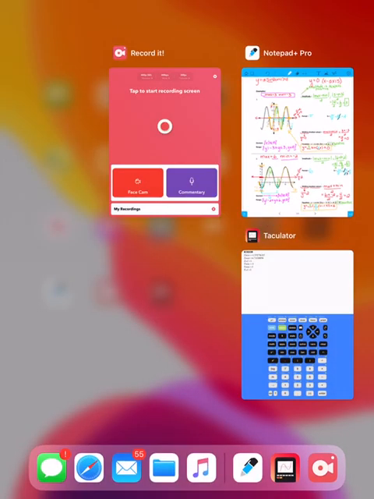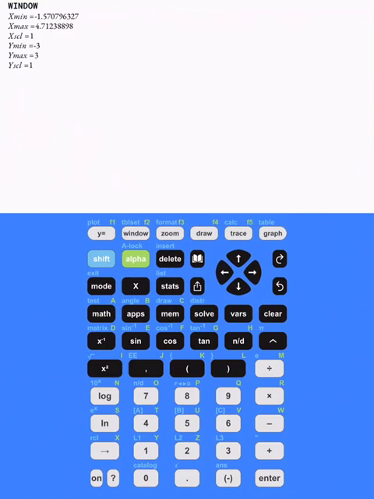So let's go to our window. X minimum, -1. X maximum, 12. X scale, 1. Y minimum, -3. Y maximum, 6. Not 36, 6. And then y scale of 1. And then we're going to press graph.